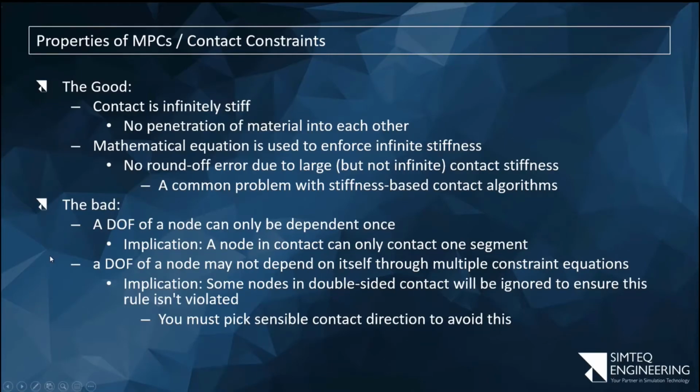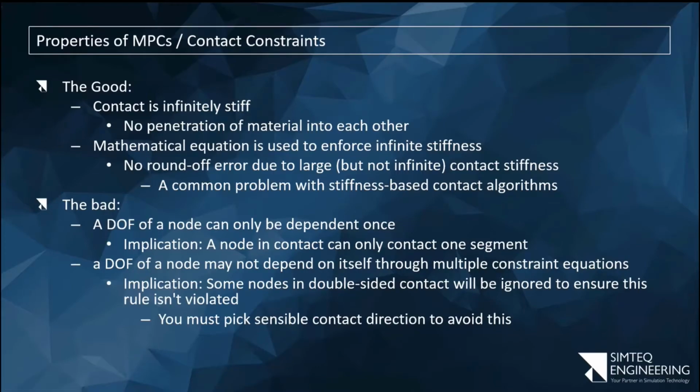The second one is a bit more subtle, but also a significant pain in this kind of thing: any degree of freedom of a node may not depend on itself. Doesn't matter how many multi-point constraint equations we have. Okay, so the complication here is if you use double-sided contact.